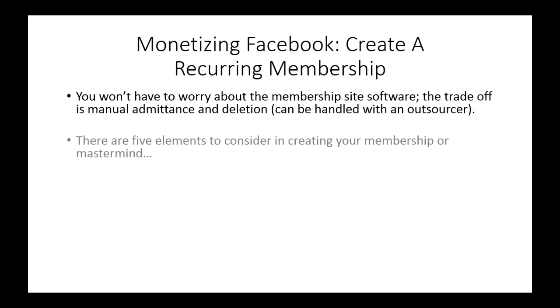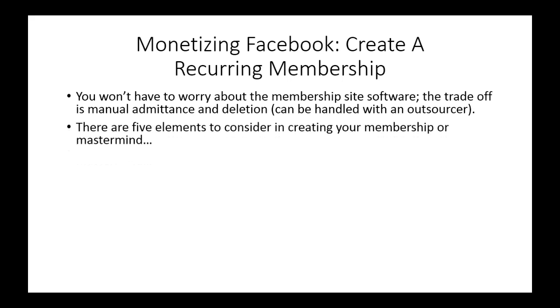There are 5 elements to consider when creating your membership or your mastermind, and these are very important for you to think through. We're actually going to be going over at least one of these, but these are the things that you will want to consider as you create your Facebook recurring membership.